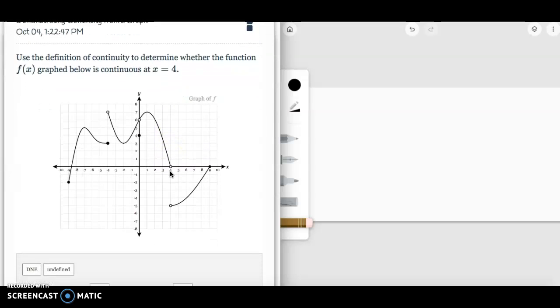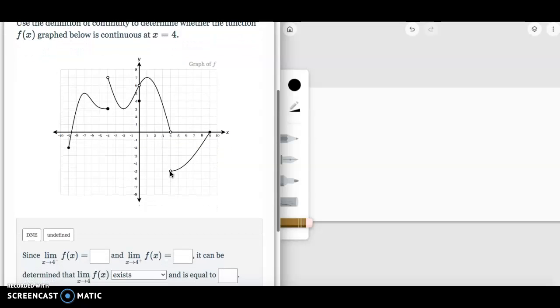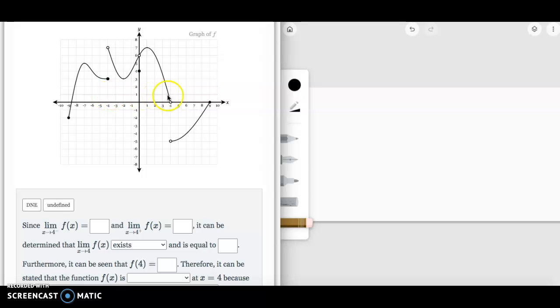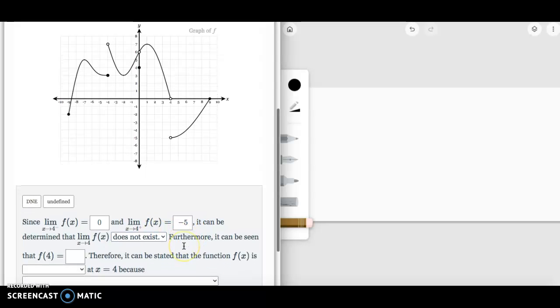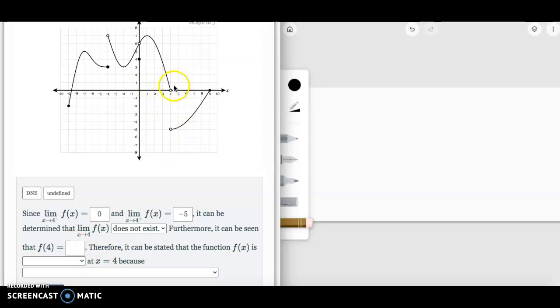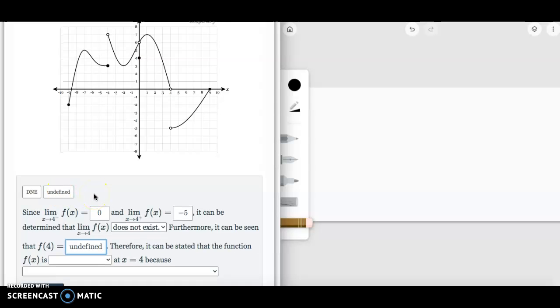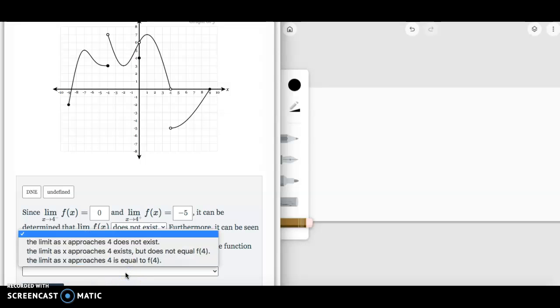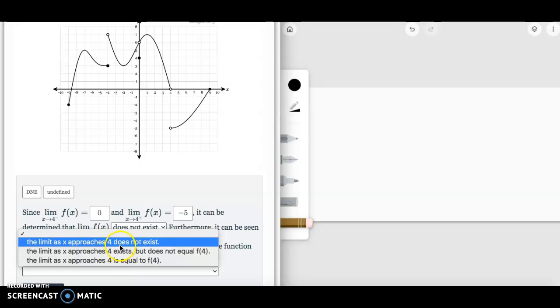Let's use the definition of continuity to determine whether the function f of x graph below is continuous at x equals 4. As I approach 4 over here, silly me, my left-hand limit is 0. My right-hand limit is -5. So my general limit does not exist. Furthermore, it can be seen that f of 4 is not a point, so we would say it is undefined. Therefore, it can be stated that the function f of x is not continuous because your limit does not exist.